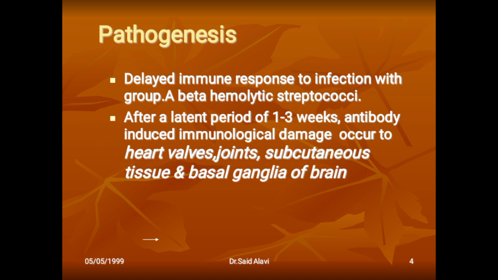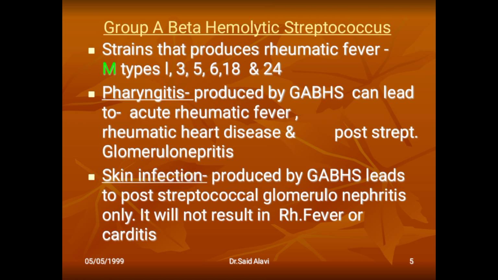Pathogenesis: delayed immune response to infection with group A beta hemolytic streptococci. After a latent period of 1 to 3 weeks, antibody-induced immunological damage occurs in the heart valve, joint, subcutaneous tissue, and basal ganglia of the brain. Certain strains of group A beta hemolytic streptococci produce rheumatic fever. M types include 1, 3, 5, 6, 18, and 24.